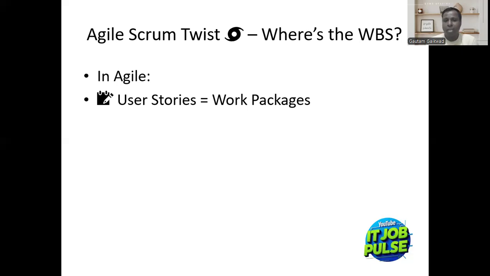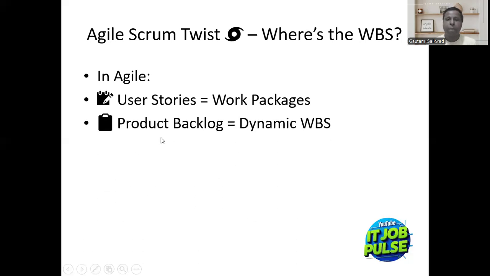So just try to understand: a high level epic, then again a smaller function, and that function can also be broken down into user stories. So user stories are equal to work packages. If you go back to WBS, that is work breakdown structure, under a high level function, work packages are developed. Product backlog is equal to dynamic WBS. As I mentioned in my previous slide, it is dynamic, it is evolving, it can change, right?